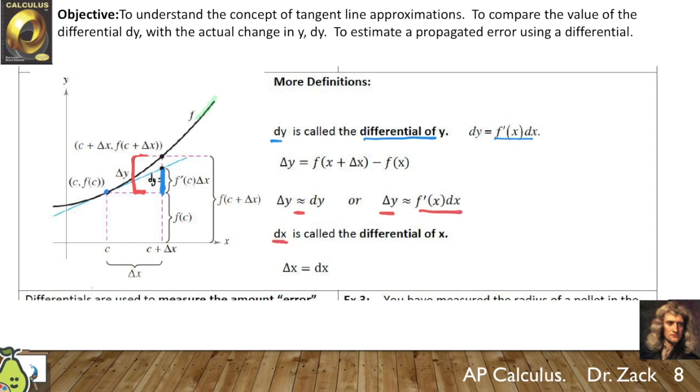Now, dx is called the differential of x. But as we look at the picture, dx and delta x are the same thing. So your differentials are used to measure the amount of error that can occur. Now, this error occurs when you're using a ruler, a micrometer, scales, polling instruments, or even measuring cups. You will never get a precise measurement, and we need to understand the error.